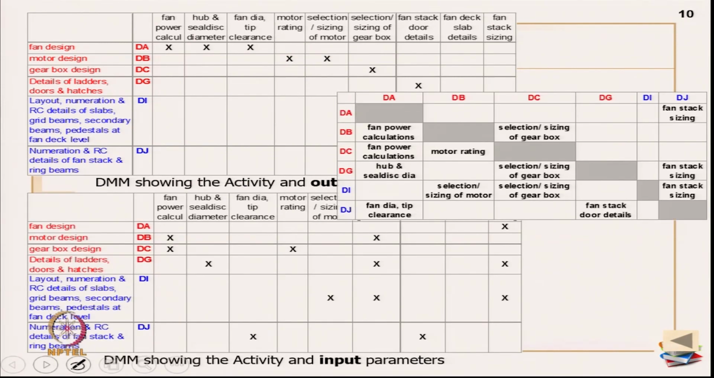So, what happens is, I am having a DSM like this. These are all my activities. I wanted to form an activity DSM. So, DA, DB, DC and so on.